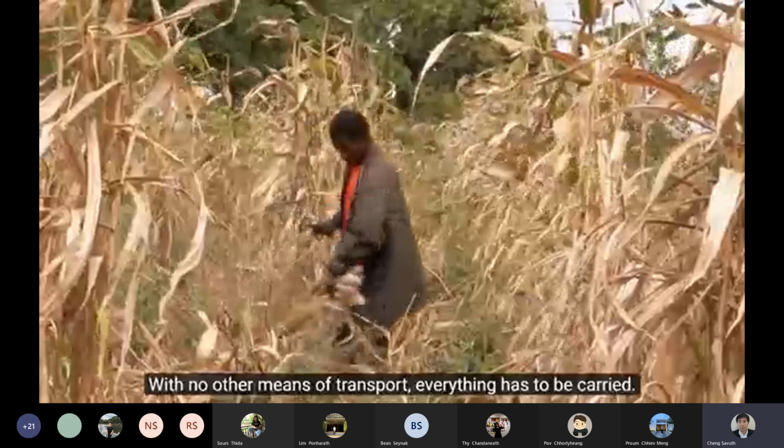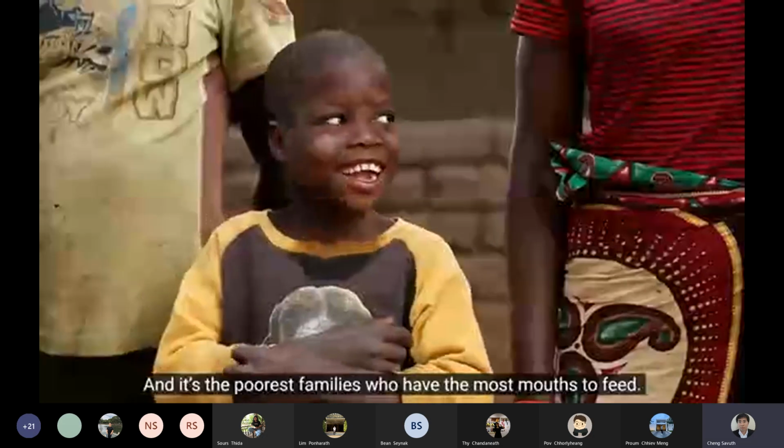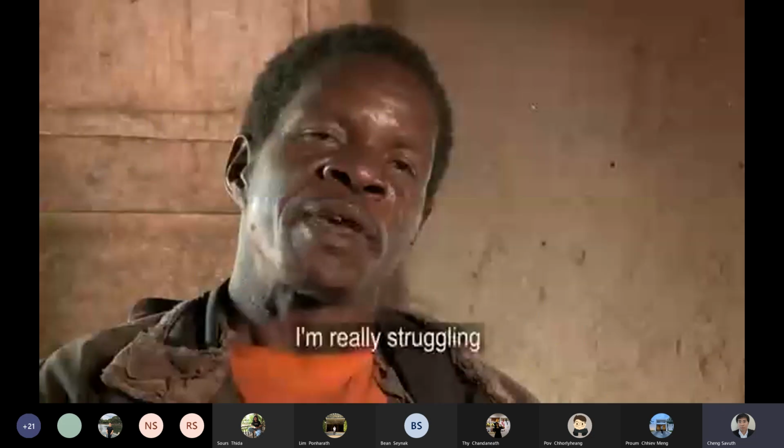With no other means of transport, everything has to be carried. Olivia and Andre have 8 children. Fertility rates are still high in much of Africa, and they are the ones who have the most mouths to feed. Anything this family can spare, they'll sell.